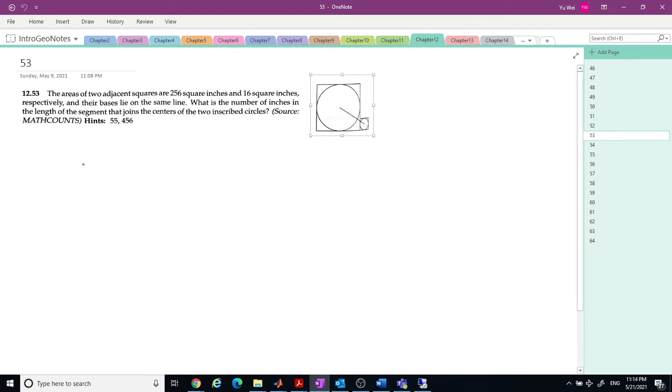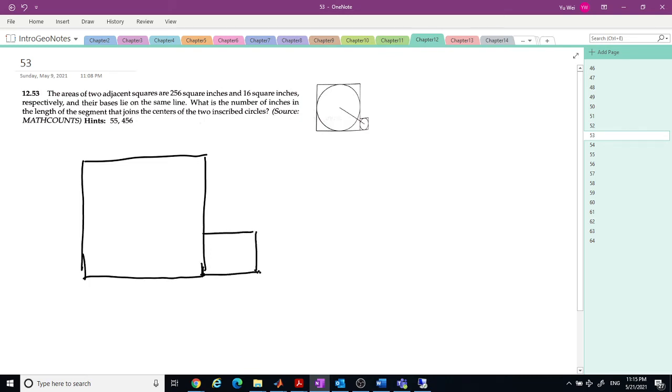Next, we have two squares next to each other, right? And we have a circle whose center is the center of the squares, right? So you can draw the center of the square, which is also the center of the circle. Okay, so let's see, this is A, this is B, and we know this is 256, so that's why its side is 16 and this side is 4, right?